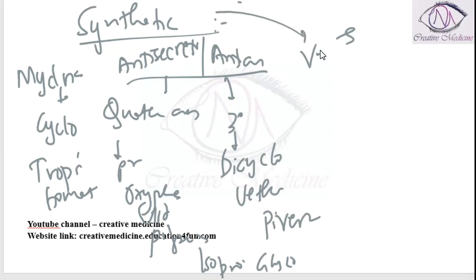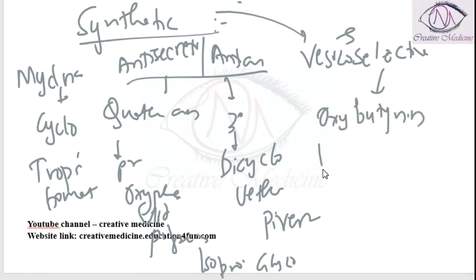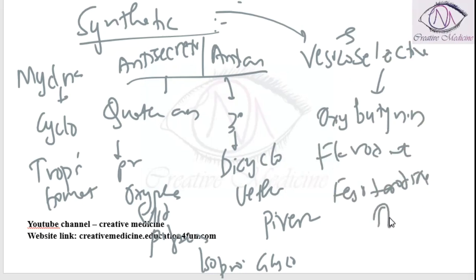Then we have one more synthetic type, the vesicoselective or bladder type. These vesicoselective agents are oxybutynin, flavoxate, fesoterodine, tolterodine, drotaverine and darifenacin.